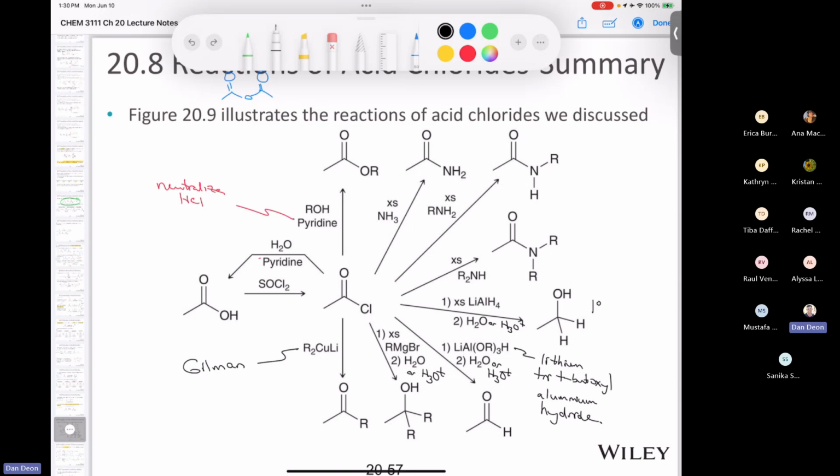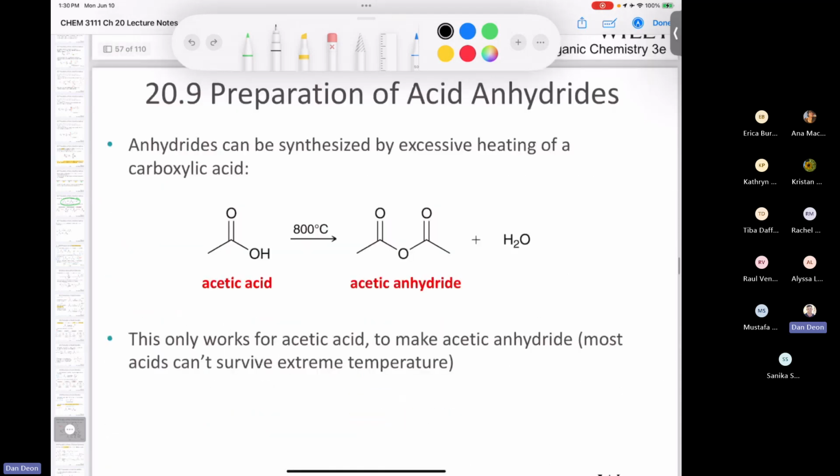Reduction with lithium aluminum hydride affords a primary alcohol. Reduction with lithium tri-t-butoxy aluminum hydride gives you the aldehyde. Treatment with a Grignard in excess gives you a tertiary alcohol. And then if you use a Gilman reagent, that's going to stop at the ketone. That's just going to add one time, and then it stops there. The buck stops there. All right. So now that we've got that down, that kind of covers the chemistry of acid chloride.